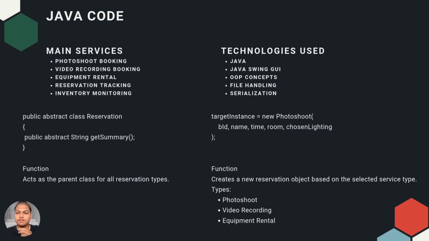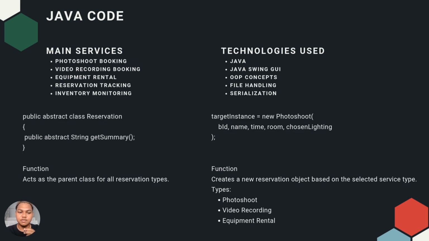Okay, we go to the Java code. For this project, we use Java programming language together with Java Swing GUI for the user interface. We also apply object-oriented programming concepts, file handling, and serialization technique. The main services provided by the system are photo booking, video recording booking, equipment rental, reservation tracking, and lastly, inventory monitoring. Now I will explain some important coding functions used in the system.